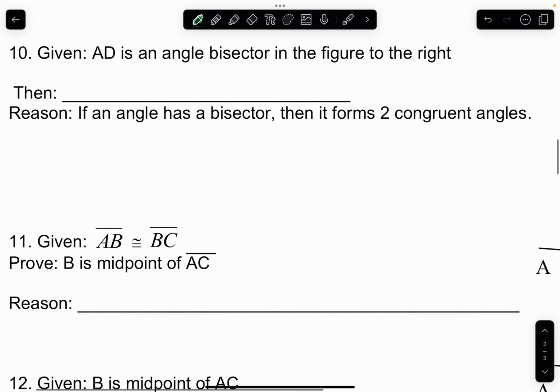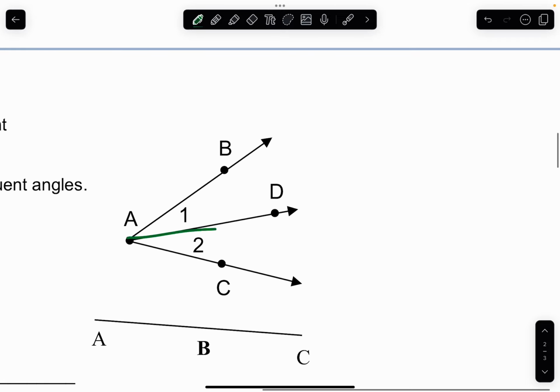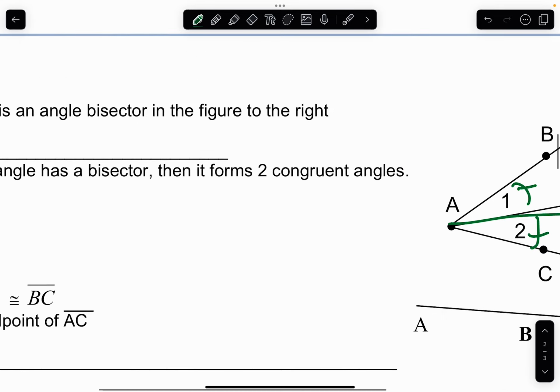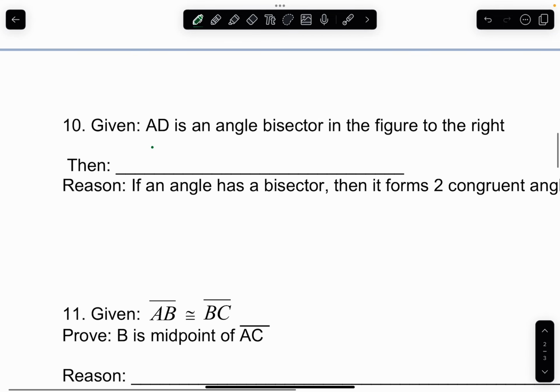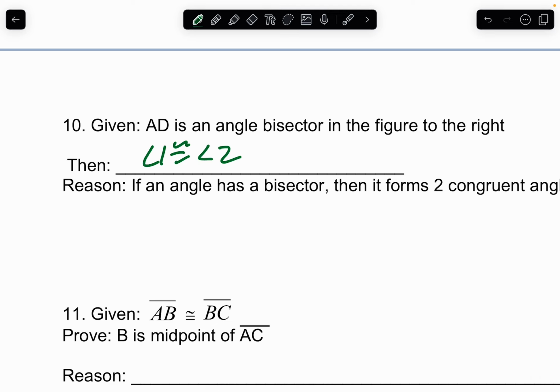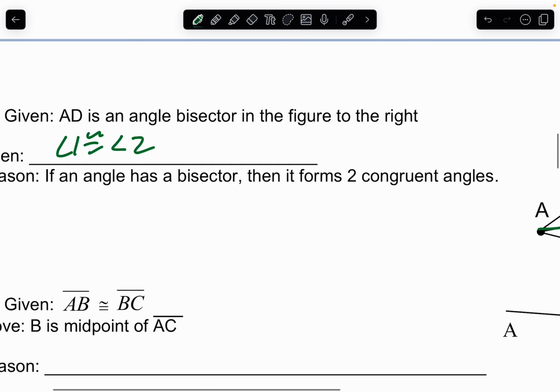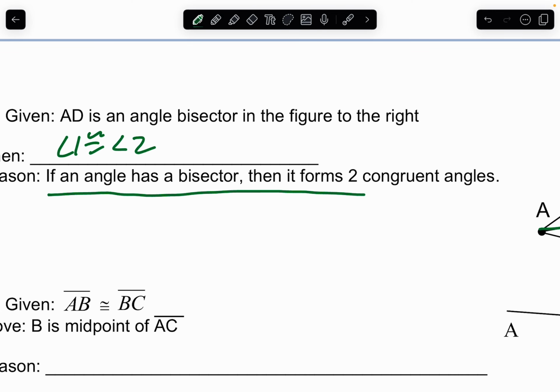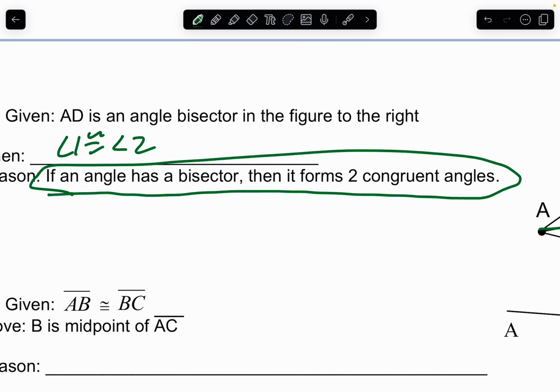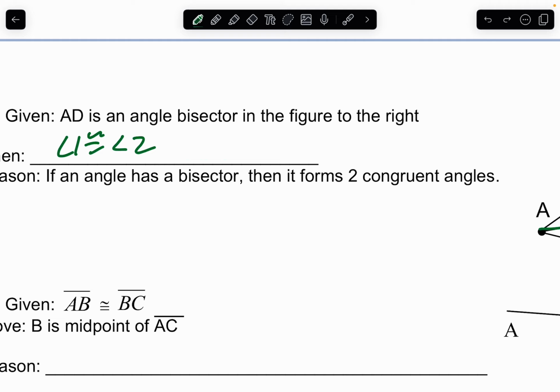AD is an angle bisector in this figure. We go over here. AD is an angle bisector. What do we know? We would know that angle 1 and 2 are congruent to each other. So angle 1 is congruent to angle 2. If you accidentally said equals, that's okay. I'm not going to take off. And that's definition of angle bisector. This person actually wrote out the definition. You can do that, but not necessary. You could just say definition of angle bisector, and I would be okay.